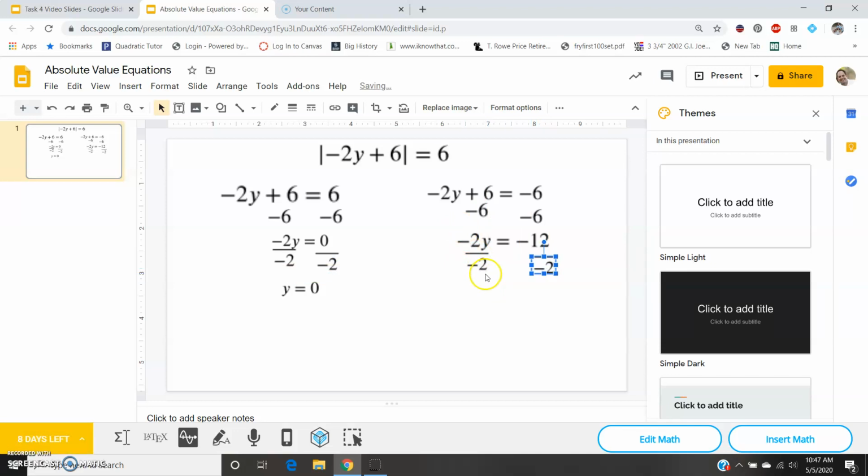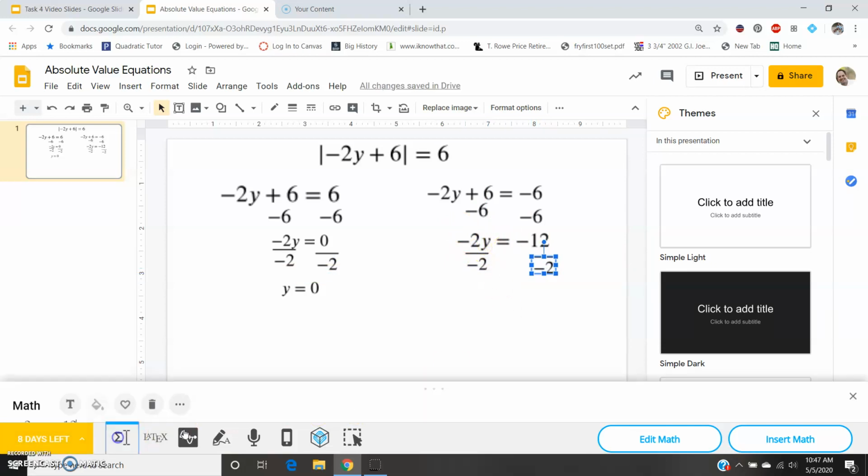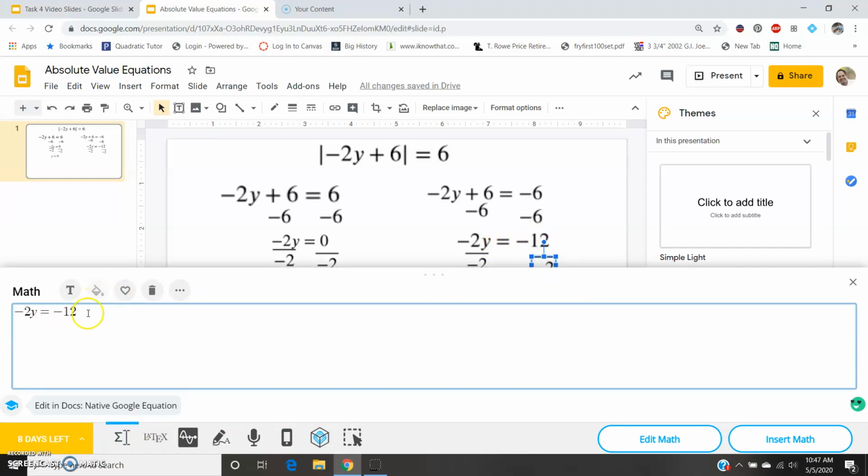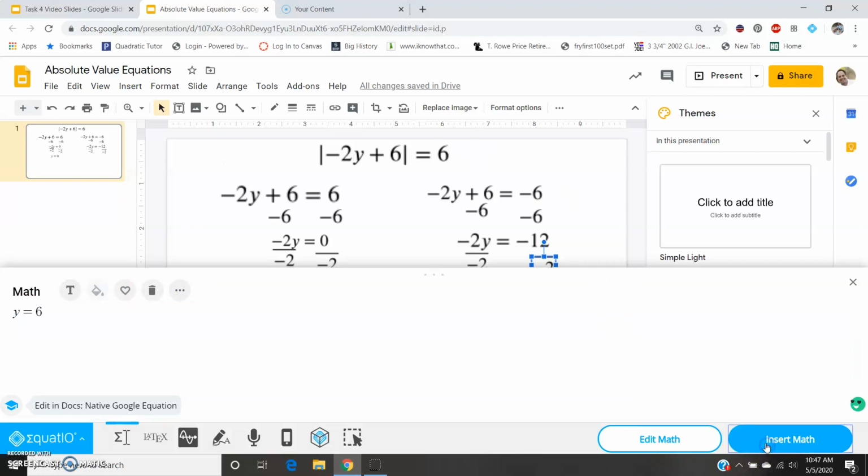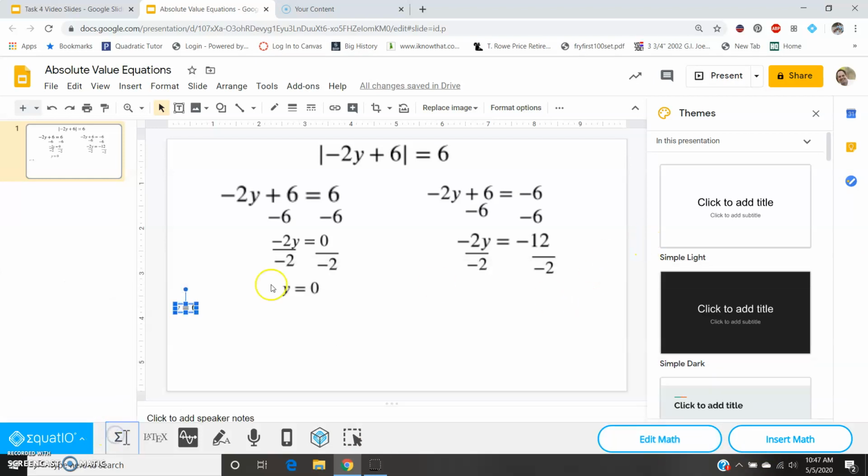That cancels out. And now I'm back to my solution. -12 divided by -2 is +6. So y equals 6. Insert math. Bring him down. And there are our solutions. All right, so we have the two solutions, and if I check it, -2 times 6 is -12. -12 plus 6 is -6, and the absolute value of -6 is +6. Again, two answers for these problems. So let's move on to the next problem.